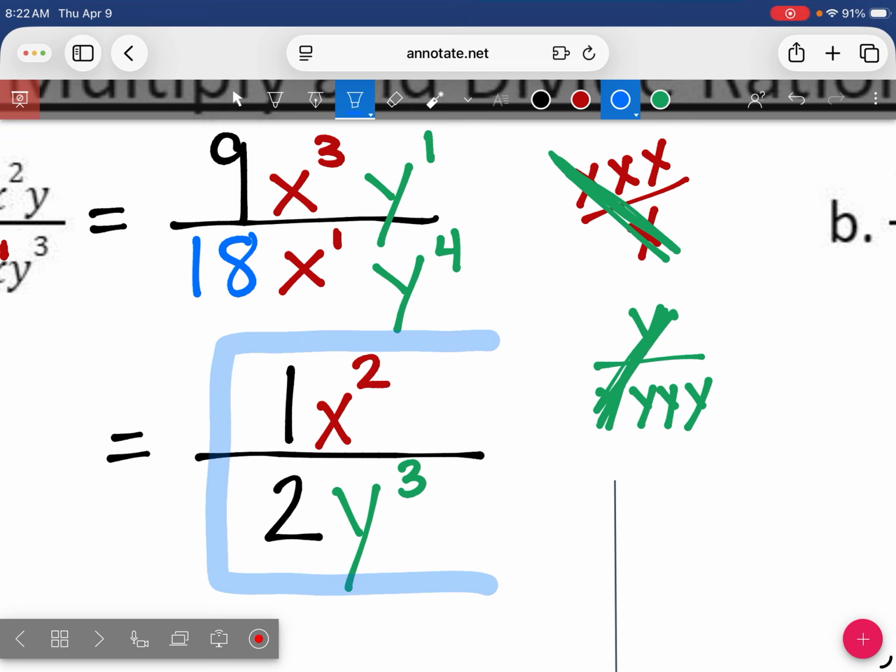So the first thing you're going to do is multiply. And then after you multiply, we divide. And that's it.